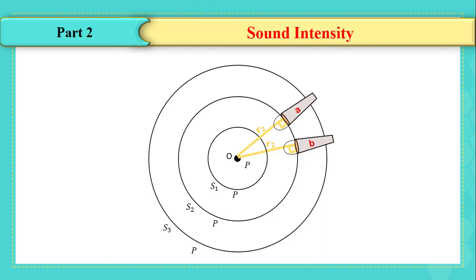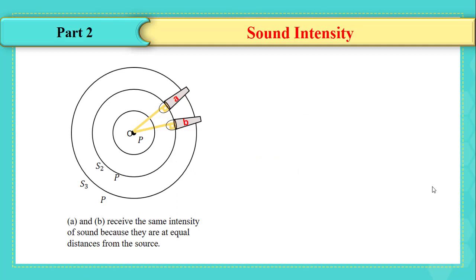After explaining the uniform distribution of the emitted power, now let us consider the following experiment. Two identical microphones A and B are placed at the same distance or same radius from O. In other words, both are placed on the same sphere of surface area S2. Do you think that they receive the same loudness? Yes, of course, that's logical. We say that these two microphones receive the same intensity of sound because they are at equal distance from the source.